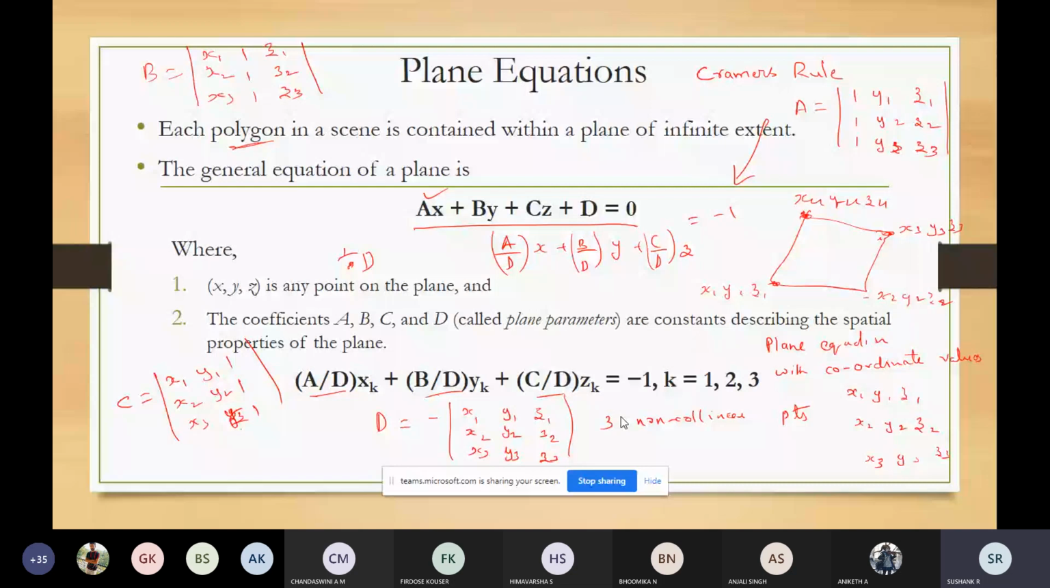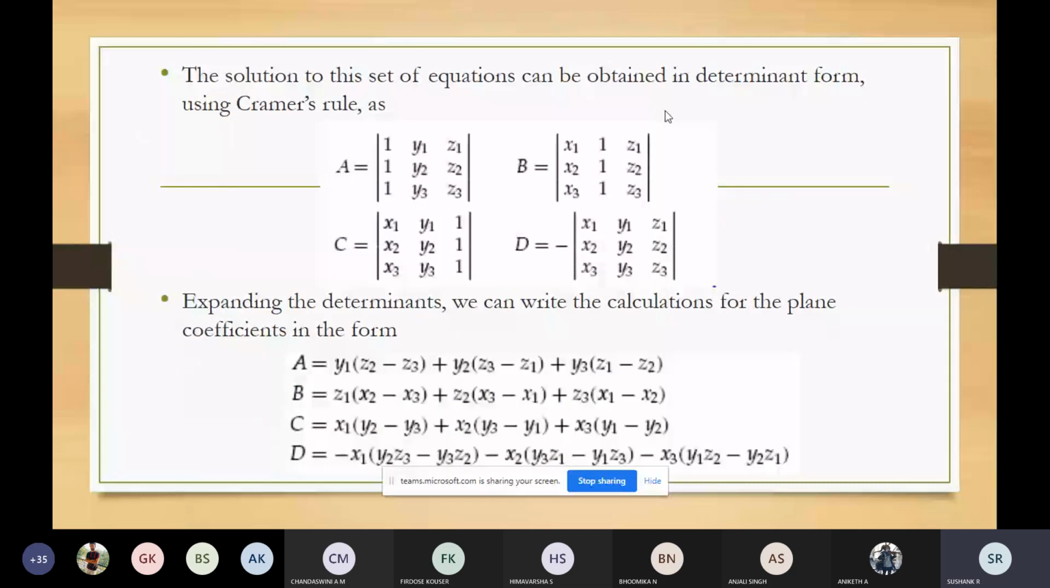This is not a matrix. This is a determinant. The values for the determinants are given here. A is equal to the determinant with rows 1, 1, 1, then y1, y2, y3, then z1, z2, z3. B, C and D are given similarly. You should also know how to expand the determinant, with the sign pattern plus minus plus, minus plus minus, plus minus plus.